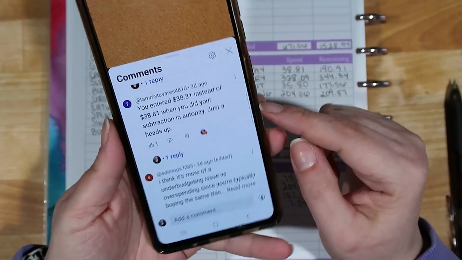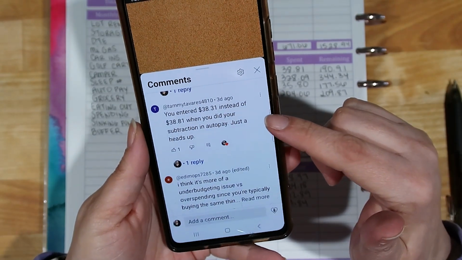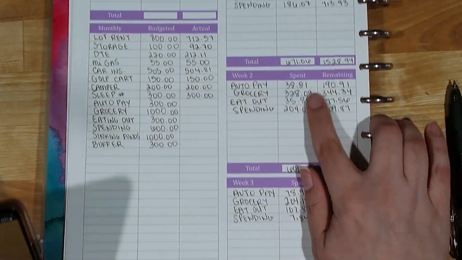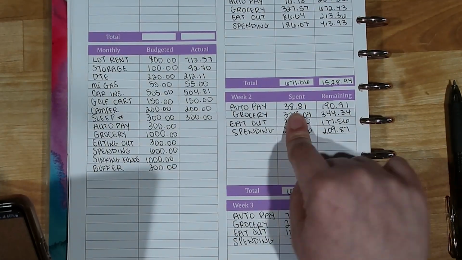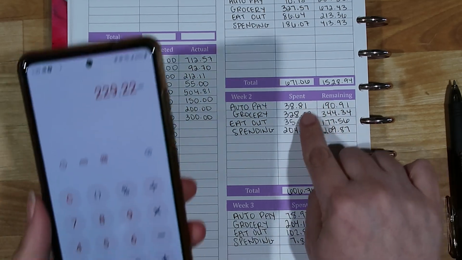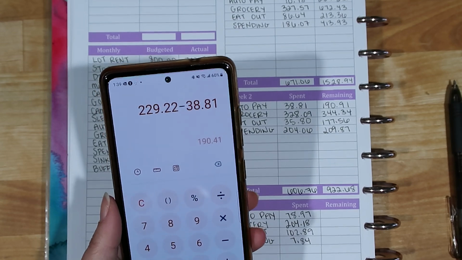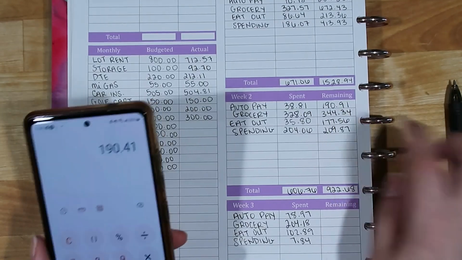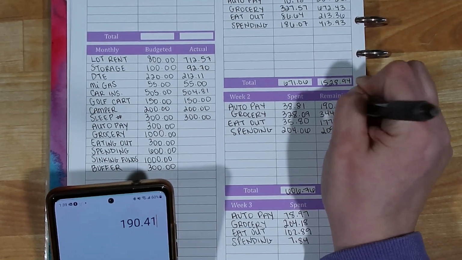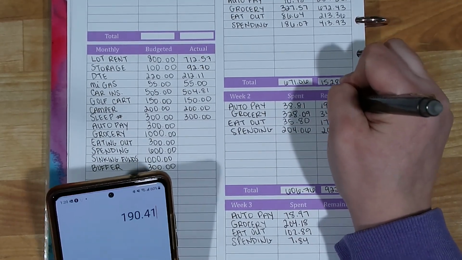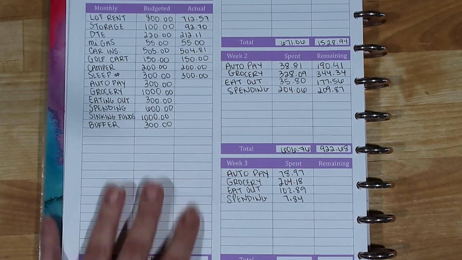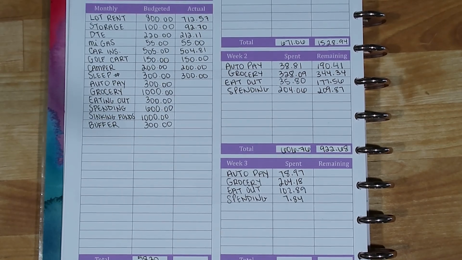Okay, so Tammy told me that I entered $38.31 instead of $38.81 when I did my subtraction in auto pay. So last week, $229.22 is what I had remaining, and I spent $38.81, which is $190.41, not $190.91 like I wrote in here. So thank you very much, Tammy, for letting me know that. If you ever see me make a mistake in my budget, please, please let me know. I am constantly making mistakes. Sometimes I catch them, other times I don't.